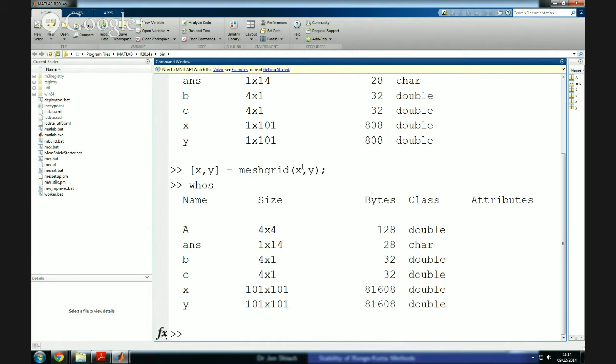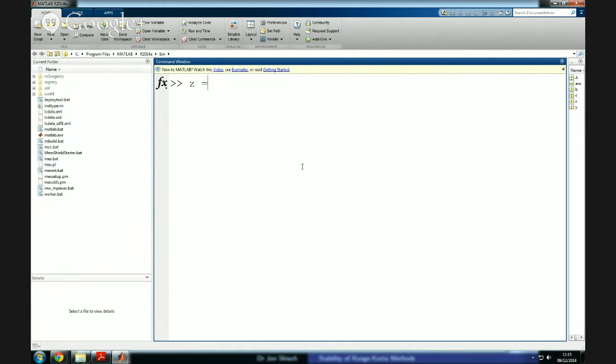So in order to generate my complex numbers, z is equal to the real number x plus the imaginary number y. Okay, so that's generated my array of complex numbers.